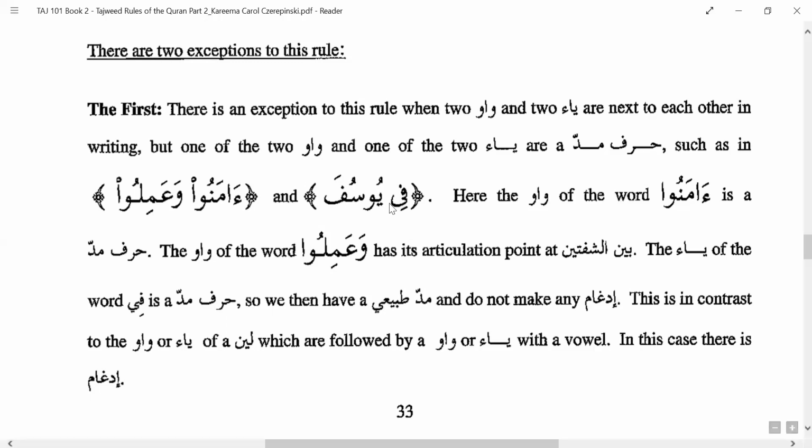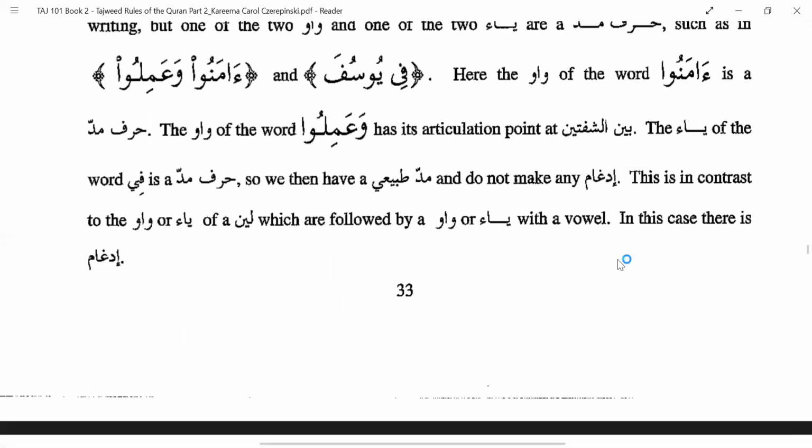Or over here, if you see ya and ya together, in fi there is a ya which is sukun, and the next ya is a ya with a dhamma. But here that first ya is actually a mad. So in this case you're not going to do idgham, you're not going to join it, you'll say fi yusufa. So the waw of amanu is harf mad, the waw of wa'amilu has its makhraj between the lips, and the ya of fi is a mad, and that's why you do not do an idgham.